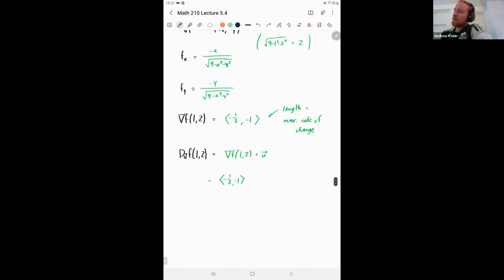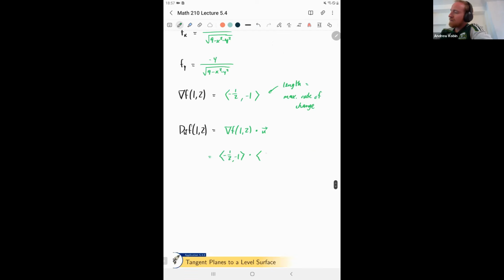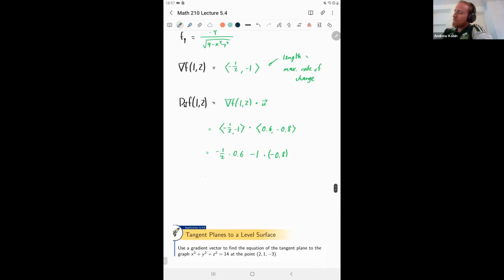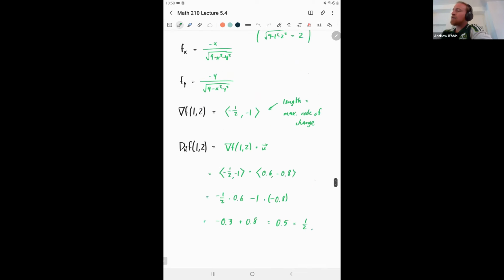But in any case, our direction vector for the gradient is (-1/2, -1). Our direction vector we're trying to compute a rate of change along was (0.6, -0.8). And to compute the dot product, we're going to have -1/2 times 0.6 minus 1 times -0.8. And we'll just do this in decimals. So half of 0.6 is 0.3, it's -0.3. The minuses cancel out and we get 0.8. This gives us 0.5, or 1/2, as our directional derivative in the direction of that vector.